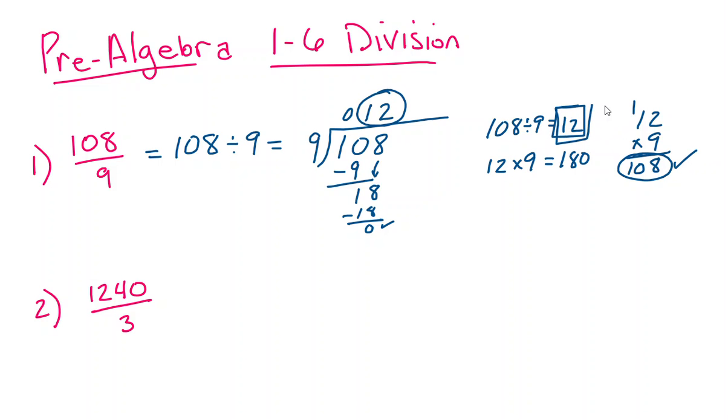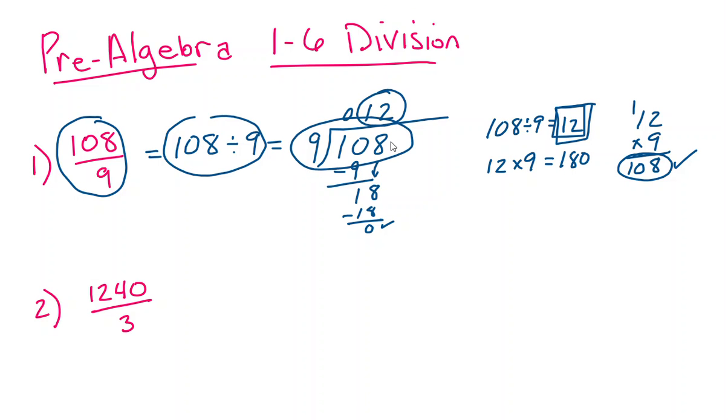That was 108 divided by 9. We could have asked that question 3 different ways: 108 over 9, 108 divided by 9, or 108 divided by 9 in this configuration. All mean the same thing, and the answer is 12, no matter which way you ask the question. But of course, the long division method is probably the best.